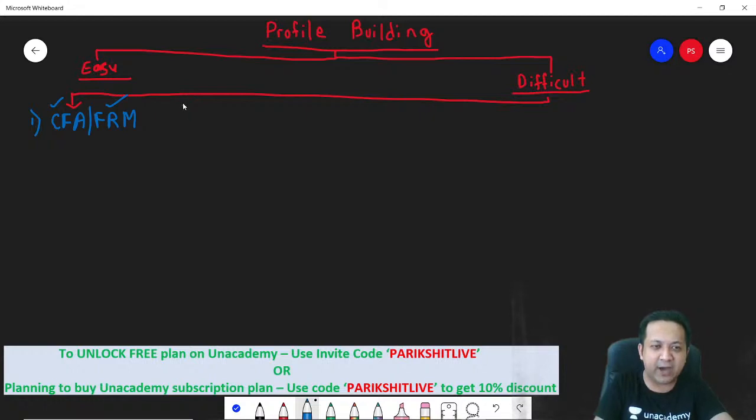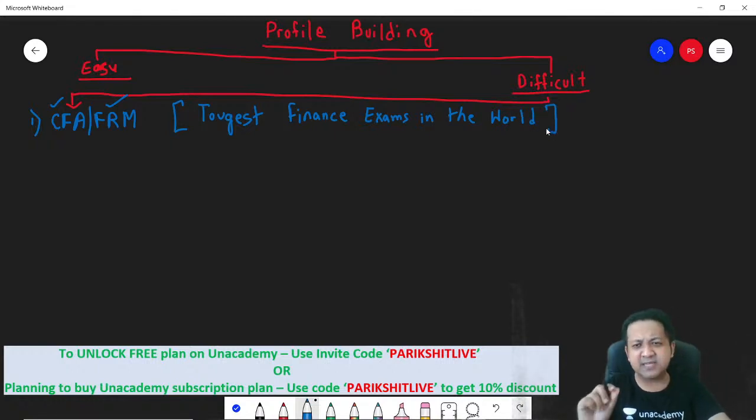So the CFA and FRM, I will tell you, are the toughest finance exams in the world. Google about it, you will get to know more. Especially in the IIM ABC, 50-60% of finance students do this. CFA and the FRM put you among the best in the world in their respective subjects.